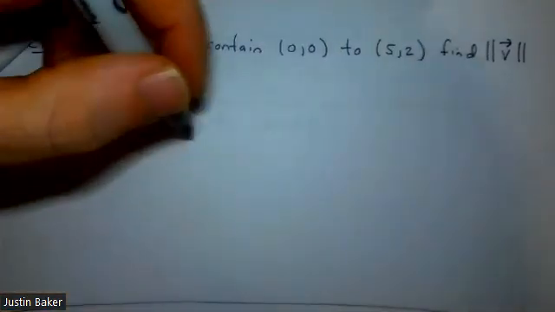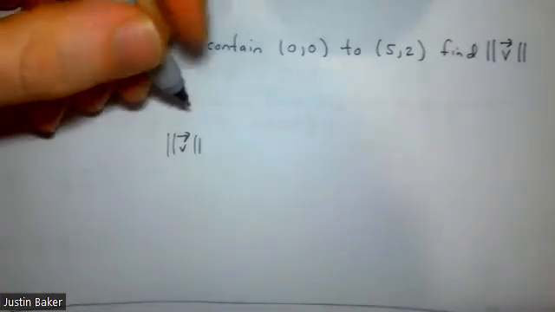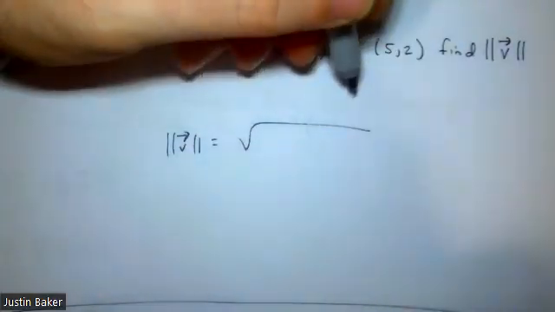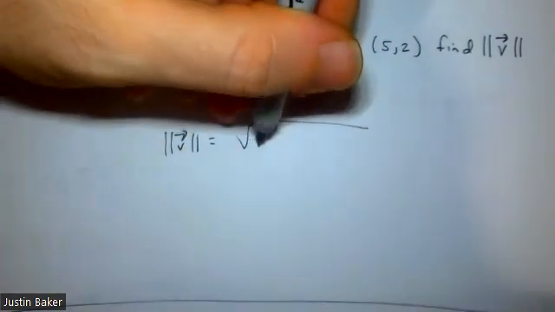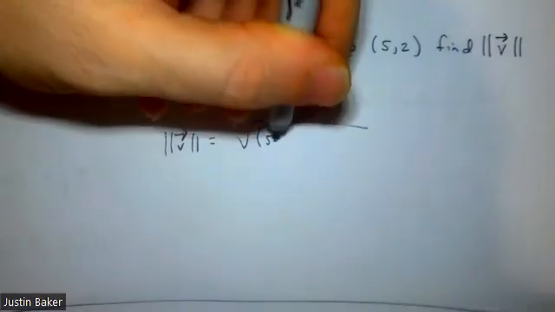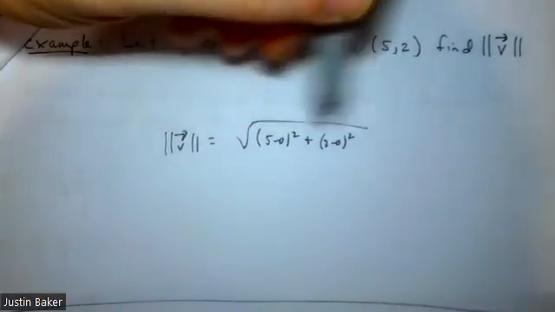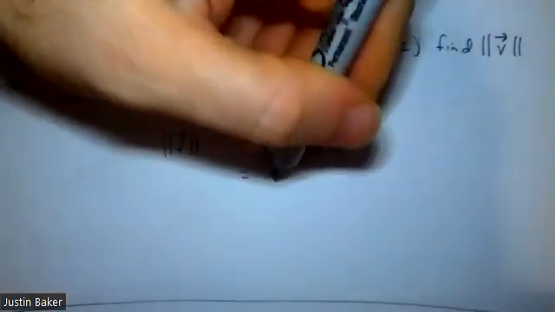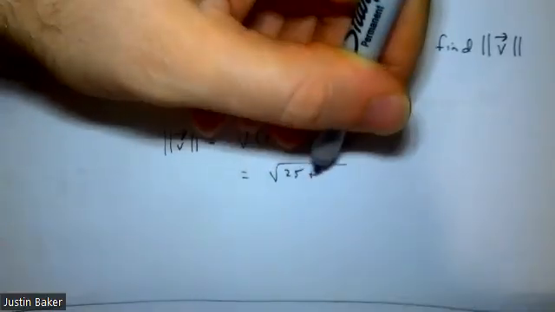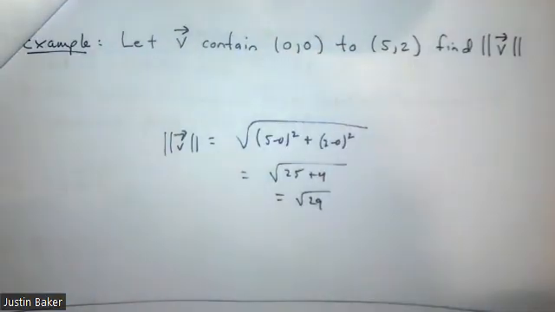Okay, so we should be saying that the magnitude of vector V is going to be equal to the square root symbol. And then what's going on underneath that square root symbol is that we want to subtract the x's. So that's 5 minus 0 squared. And we want to subtract the y's. So that really is going to work itself out to 2 minus 0 squared. That is 25. That is 4. So we're coming up with radical 29.